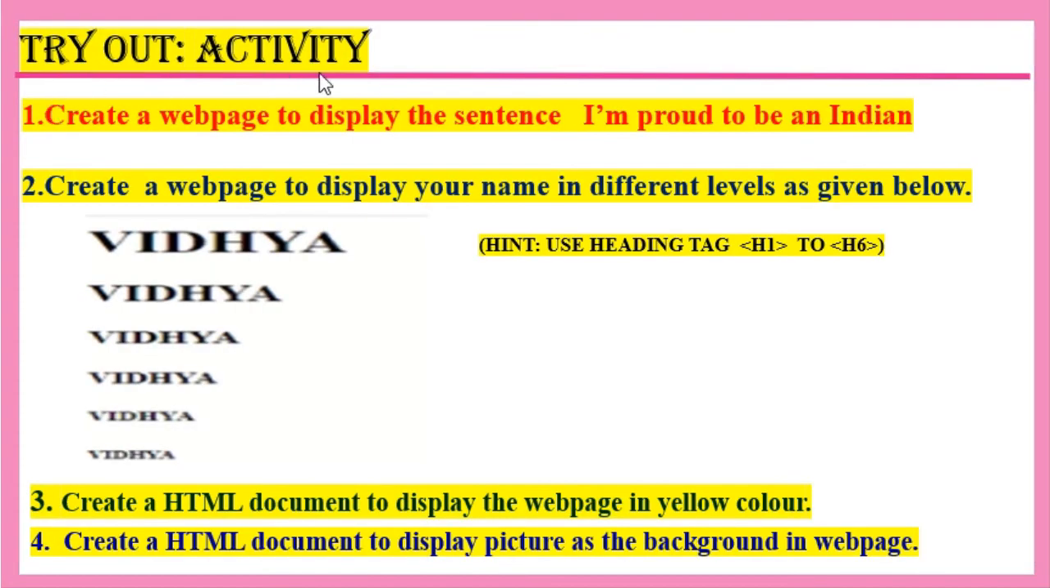Children, here is an activity for you. Create a web page to display the sentence "I am proud to be an Indian." Second activity, create a web page to display your name in different levels as given below. For this, you can give the heading tags, that is H1 to H6. Third one, create a HTML document to display the web page in yellow color. Your background should be in yellow. Fourth one, create a HTML document to display a picture as the background in the web page. So complete these activities and take a pic and send it to my personal WhatsApp number, children.